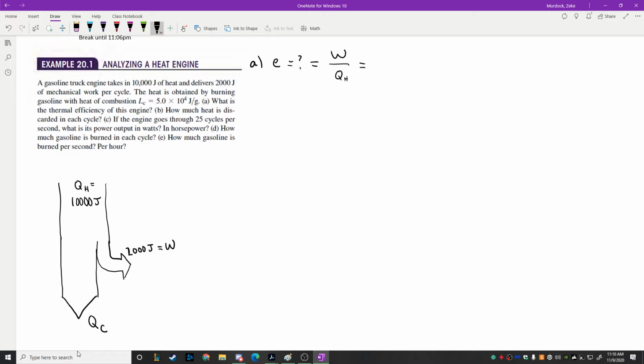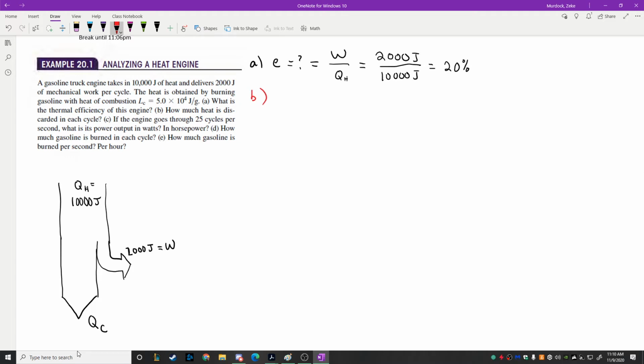So in this case, that's going to be 2,000 joules of work divided by 10,000 joules of heat. So 2 over 10, which would be about 20%. Or 0.2. This is going to give you 0.2, which is 20%. Okay. Pretty simple.